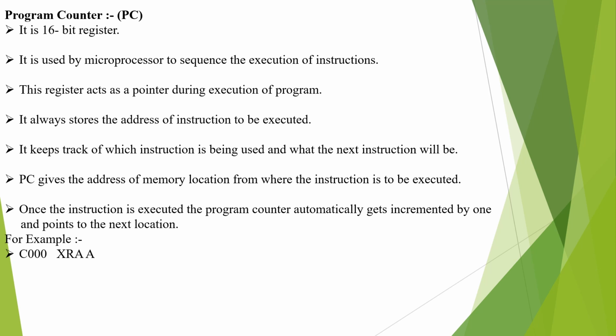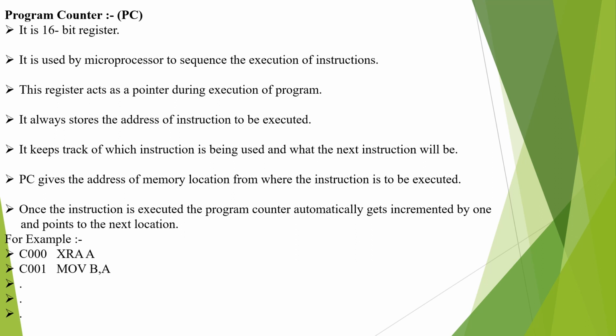It will fetch, it will decode, it will execute, and once the instruction has been executed, the program counter will point to the next address, that is C001, and it informs the processor to go to this address and perform the next task. So if here there is MOV B, A, once the processor has fetched, decoded and executed, again the program counter will point to the next address.